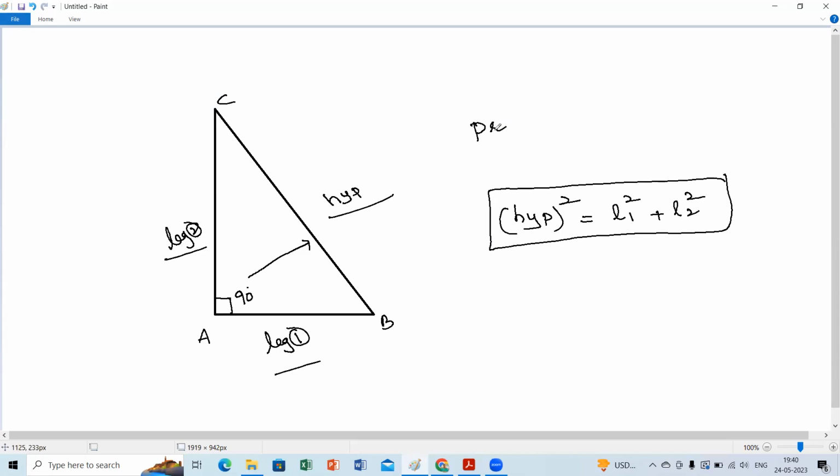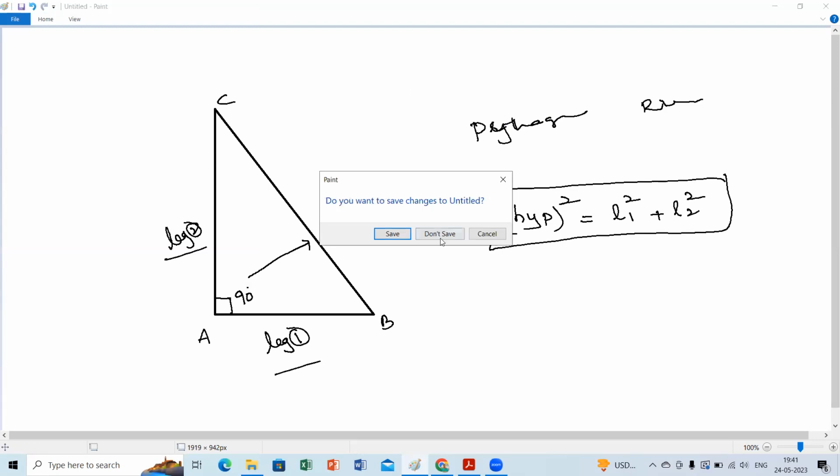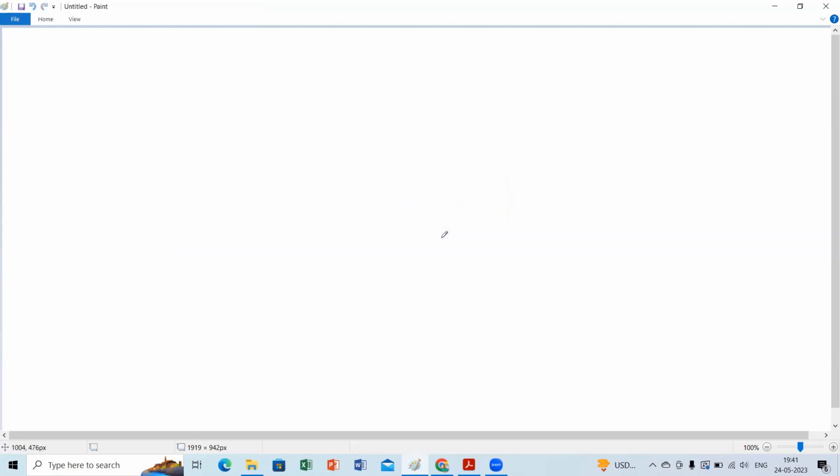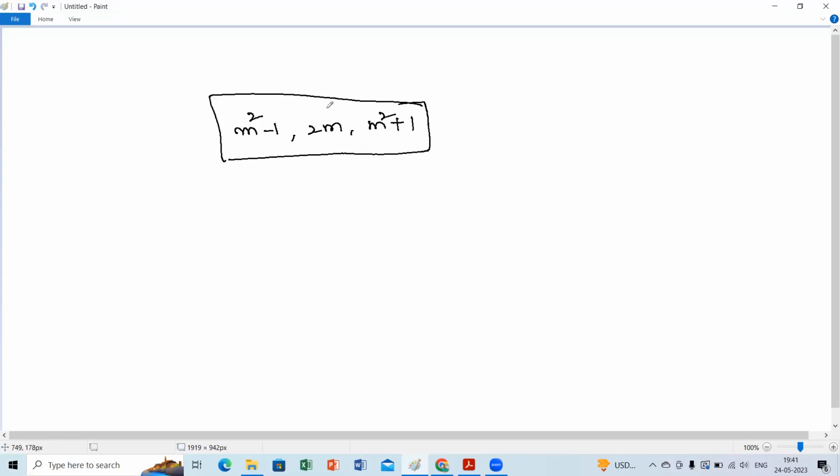We think this is applicable for only right angle triangles. Now in this class 8, we have Pythagorean triplets. How can Pythagorean triplets be identified? The same way, children: m square minus 1, 2m, m square plus 1. These are the three values. Based on this, we can find out the Pythagorean triplets easily.